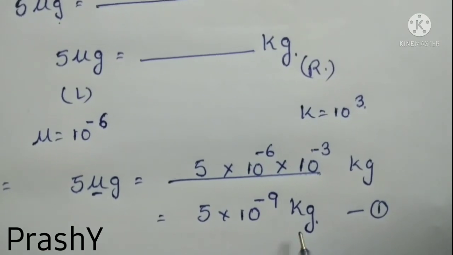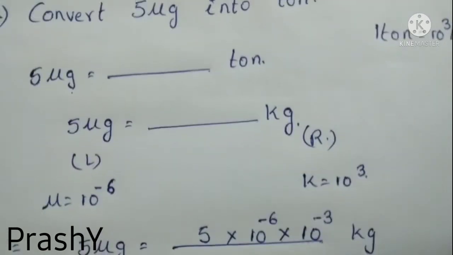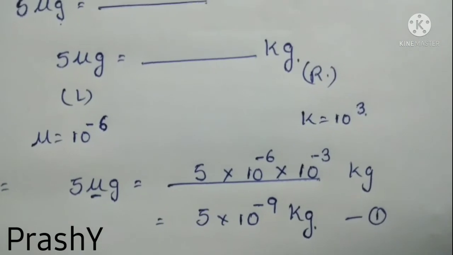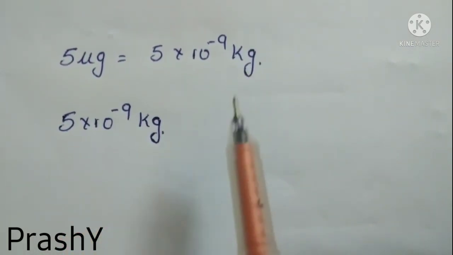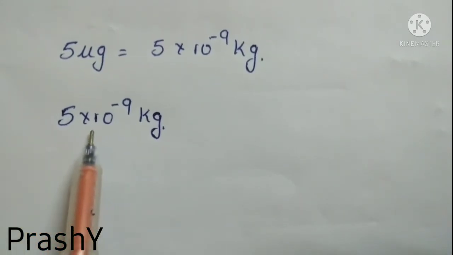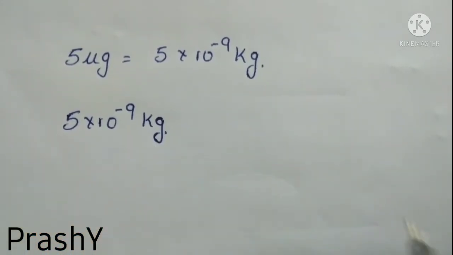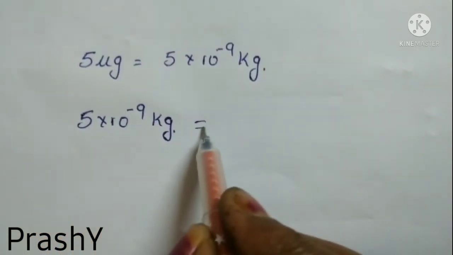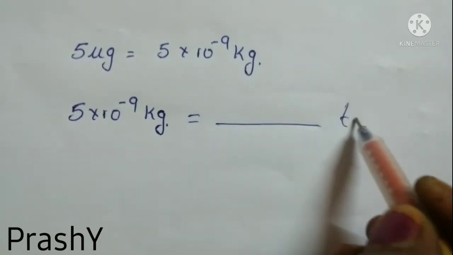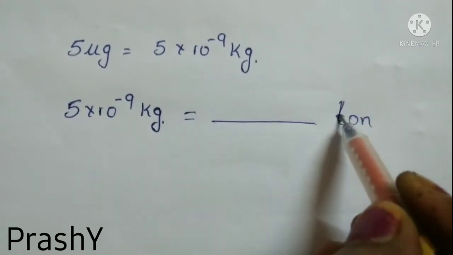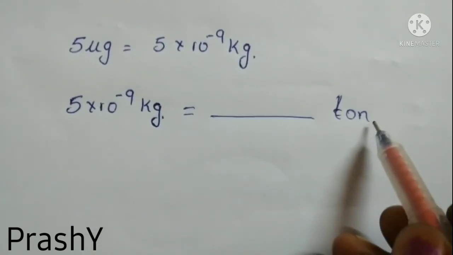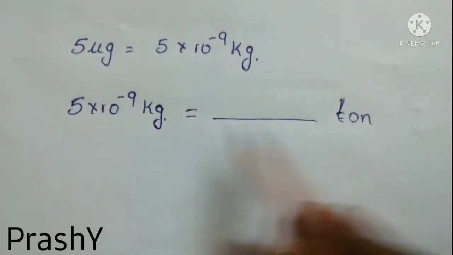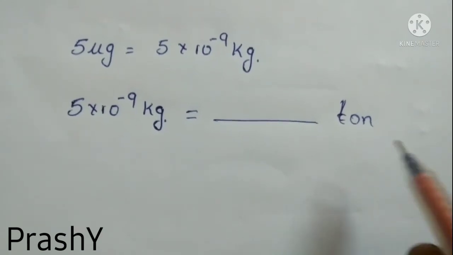Now this equation we have to convert into ton. Now let us check it out. 5 mu g is equal to 5 into 10 to the power of minus 9 kg. Now this 5 into 10 to the power of minus 9 kg we have to convert into ton. So I am writing the equation is equal to dash ton. Okay, so here grams are not there. Here kg is there, here no grams. So what we have to do here?